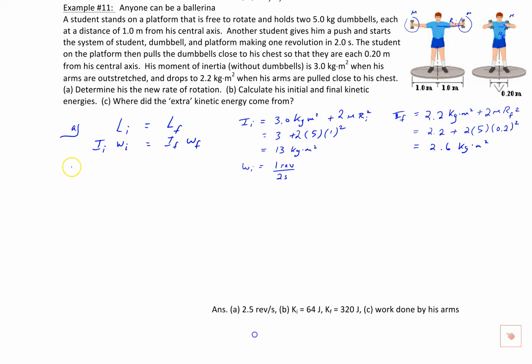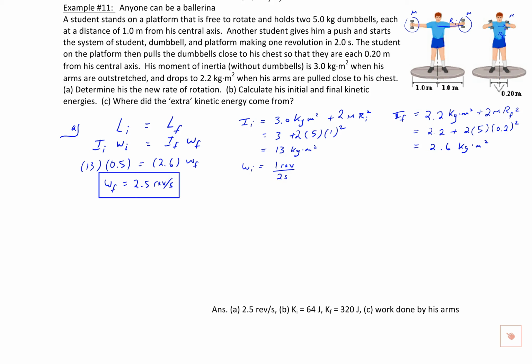So let's substitute in here. We have 13, then multiplied by 1 over 2, which is basically 0.5, equals 2.6 times omega final. And then solving for omega final, we get 2.5 revolutions per second.